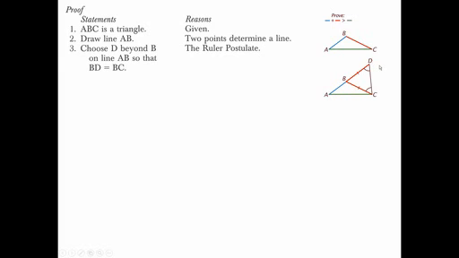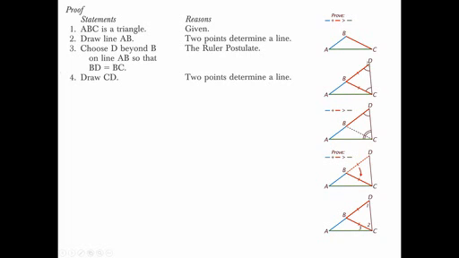Correct, the ruler postulate. We're going to draw CD. Of course, 2 points determine a line. So we've got a triangle there, a triangle in which we have two sides equal. So we can say angles 1 and 2. Notice down here is where we ended up with those two guys. Angles 1 and 2 are equal. If two sides of a triangle are equal, the angles opposite them are equal.